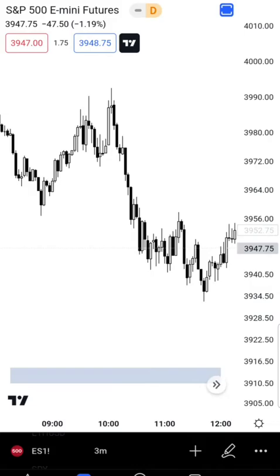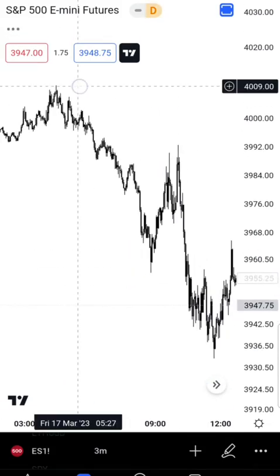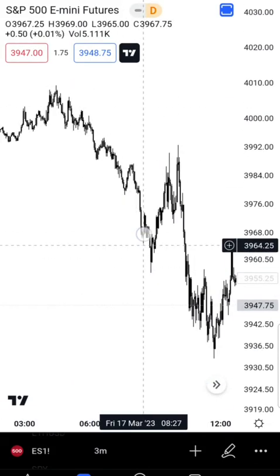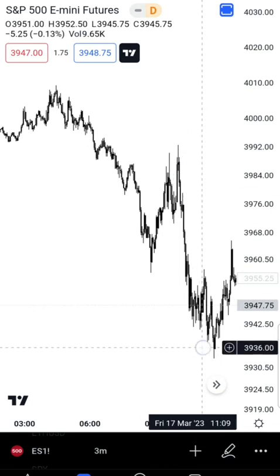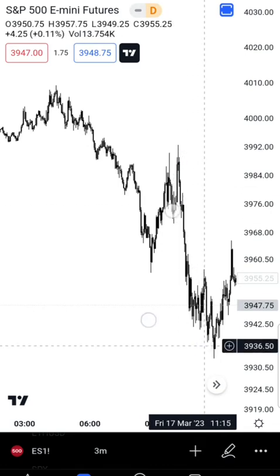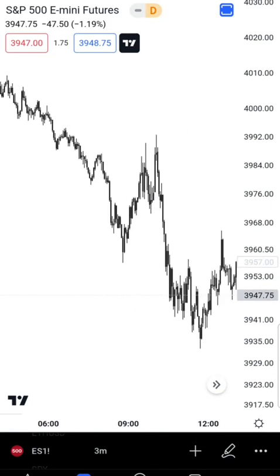And then this is, as you can see, we have expansion, consolidation, protraction, reversal, and then expansion again. That's the idea. So you have to look at everything that happened before New York. You have to mark the daily range and look at it holistically.